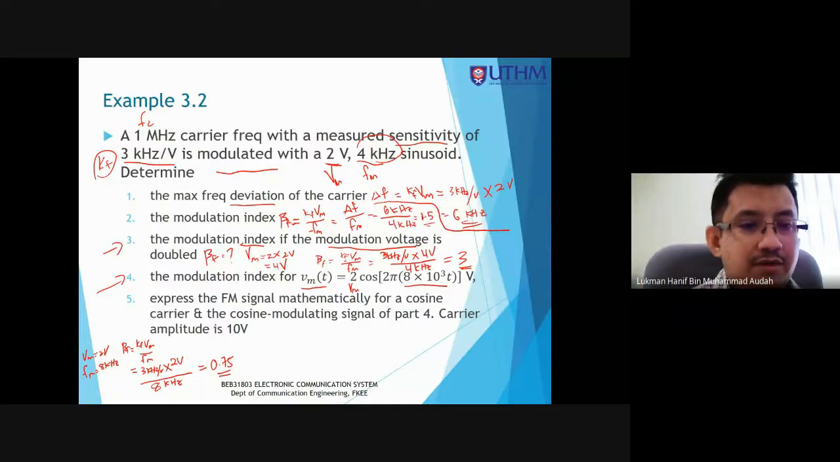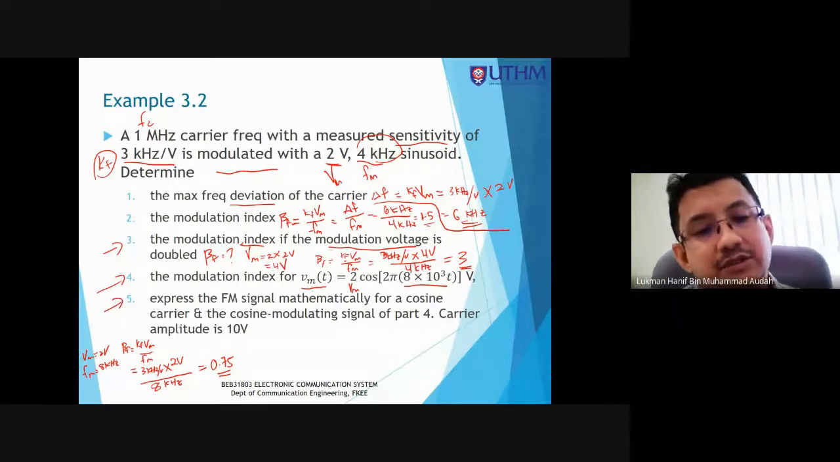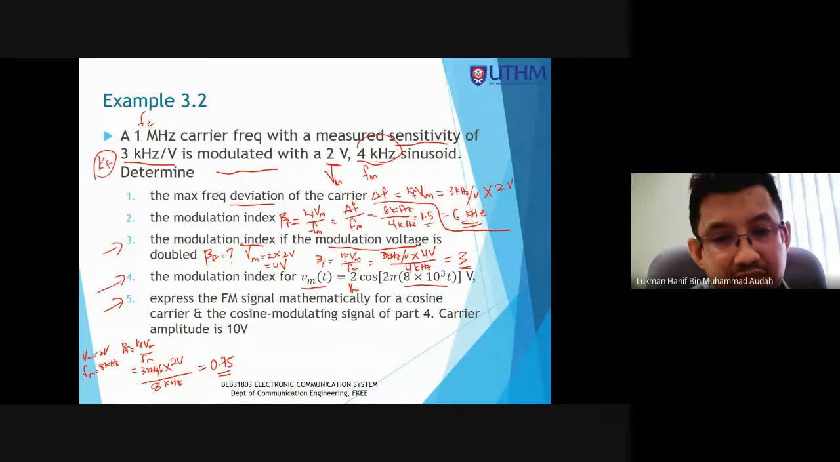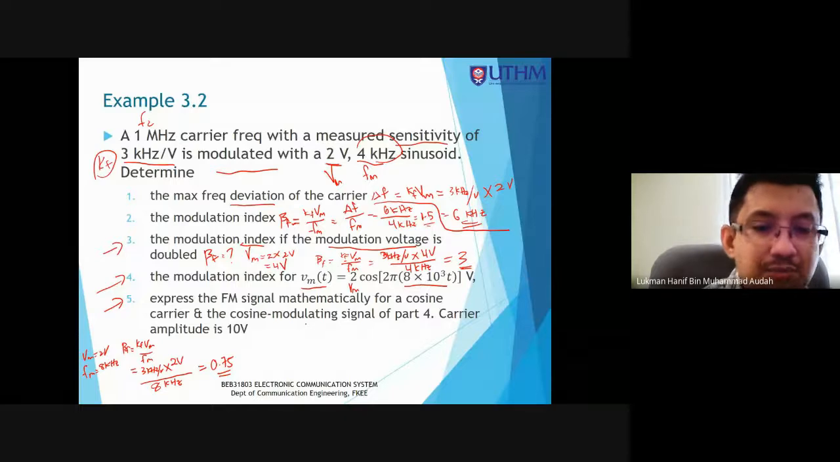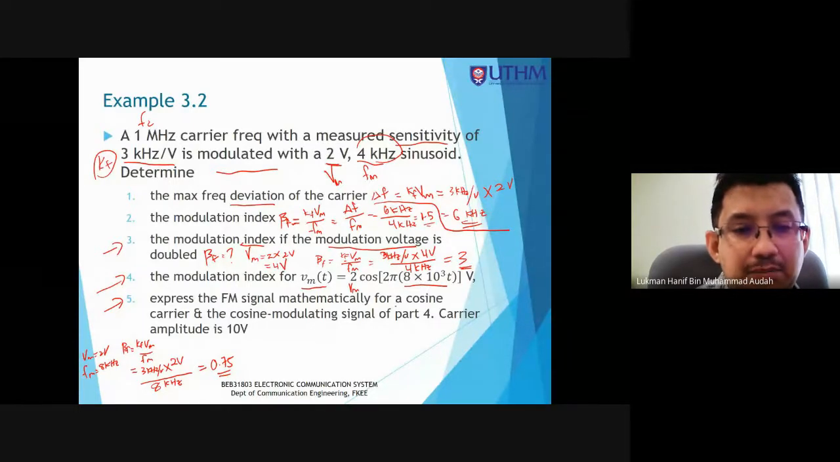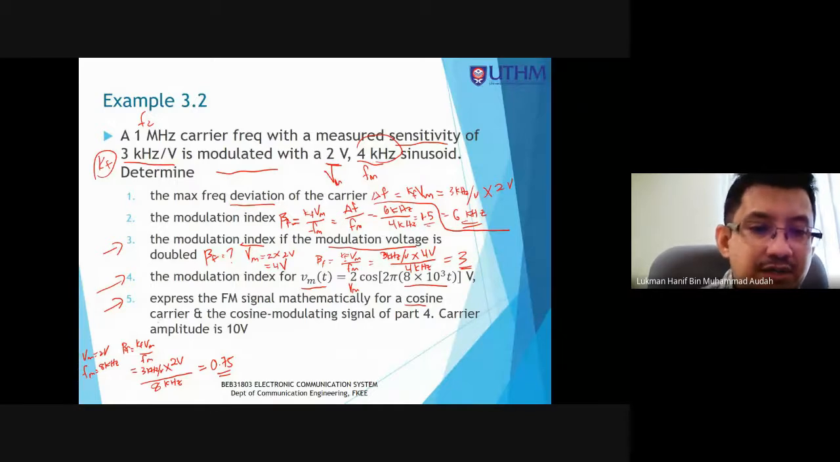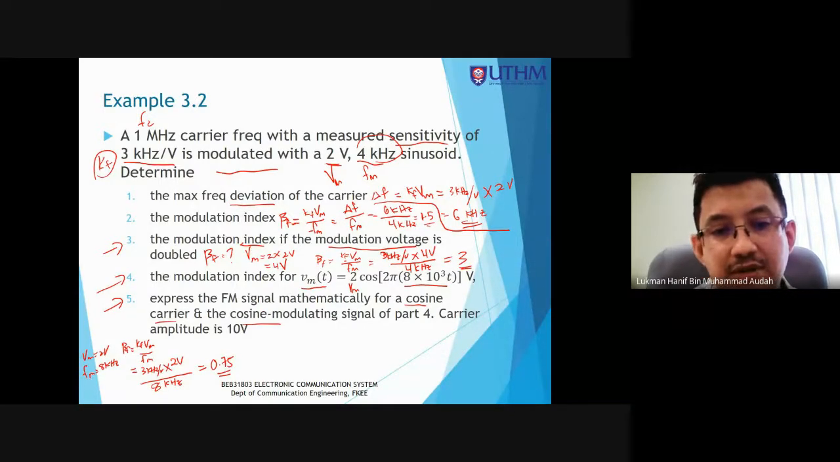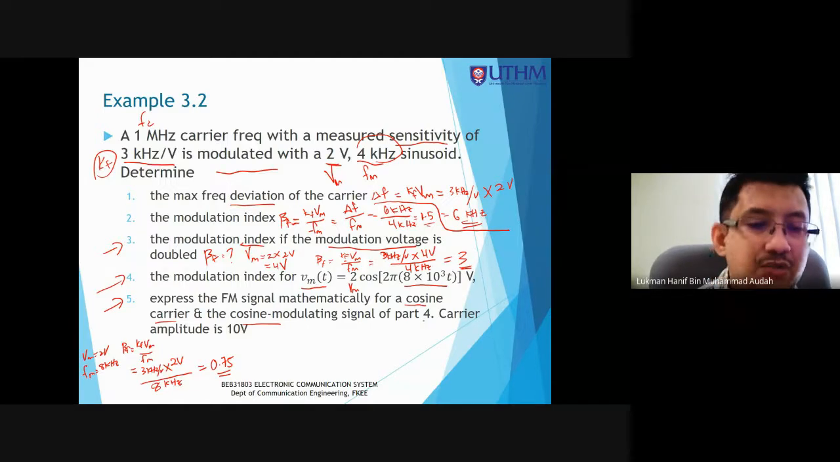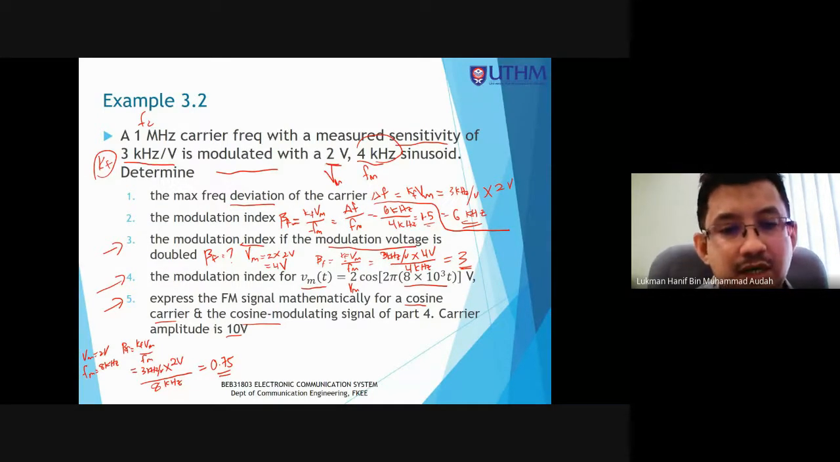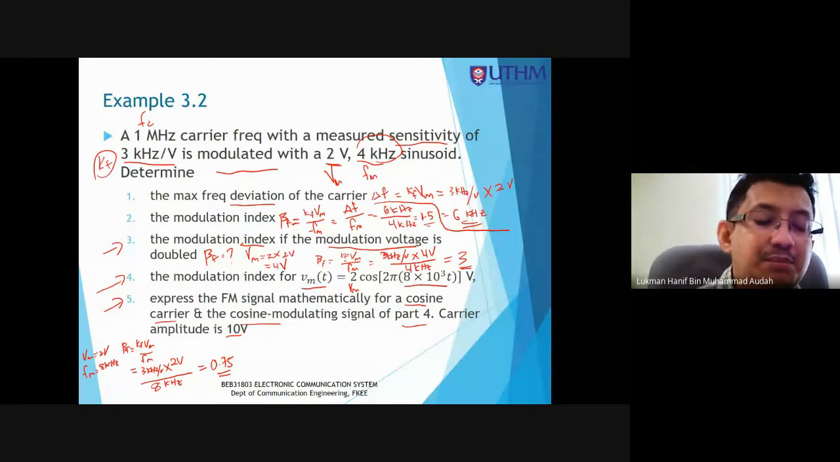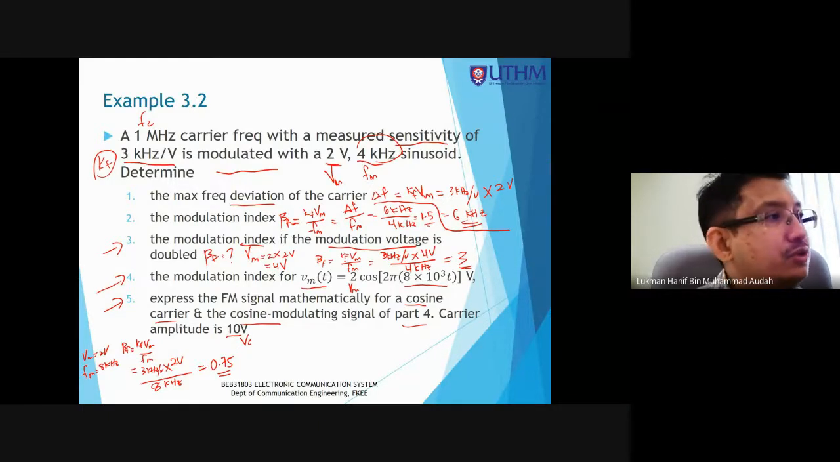Okay. Question number 5. Determine the FM signal mathematically for cosine carrier and cosine modulating signal. So tentukan nilai persamaan FM menggunakan persamaan cosine carrier and also cosine modulating wave. Part 4, the carrier amplitude is 10 volt. So berdasarkan soalan 4, tentukan persamaan FM sekiranya menggunakan cosine function. Diberikan nilai Vc sama dengan 10 volt. Okay. So how to do that?